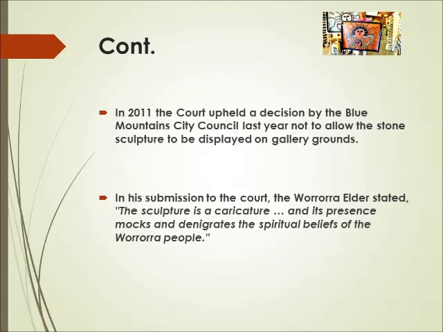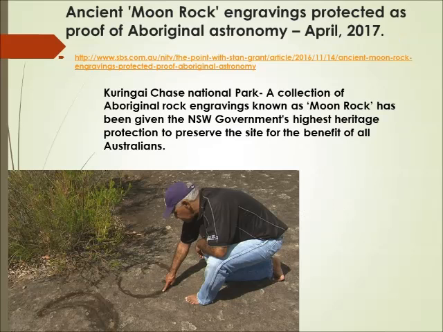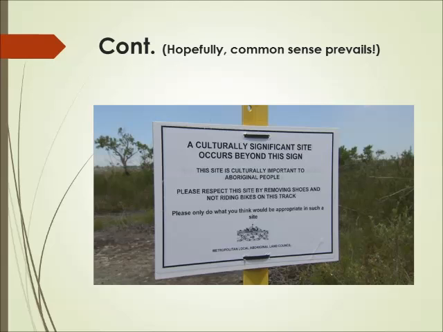We can see that these things have also been challenged in our courts. So, for instance, there was a 2011 decision to not allow certain engravings to be displayed. Okay. There's also, particularly with things like rock art, the question of heritage and protection. Okay, so if we look between the Central Coast and Sydney in the Ku-ring-gai Chase National Park, there's a collection of rocks known as the Moon Rock, and that's been given the highest heritage protection by the New South Wales government. Okay, and then we see around that a whole range of protocols and signage that starts to develop.